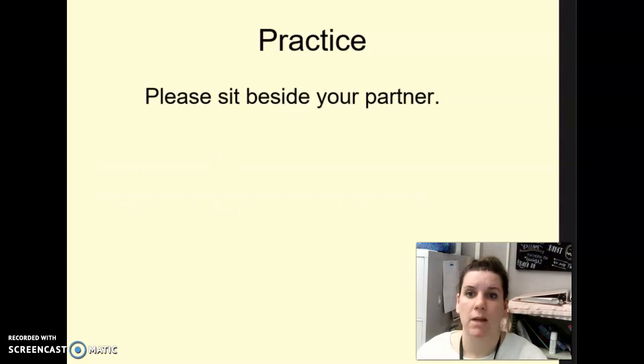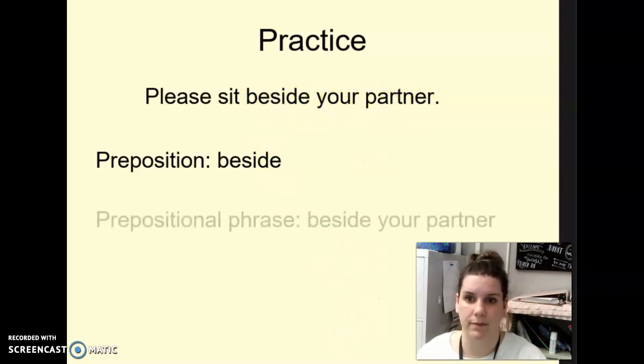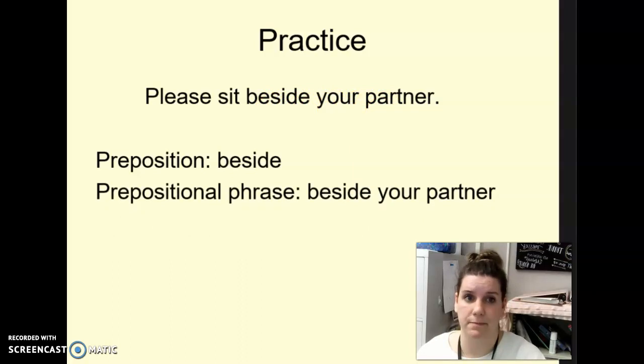Next one. Please sit beside your partner. So, we are talking about sitting and your partner. Where are you in relationship to your partner? You are beside them. So your preposition is beside. The prepositional phrase is the word beside plus everything after. So beside your partner is your prepositional phrase.